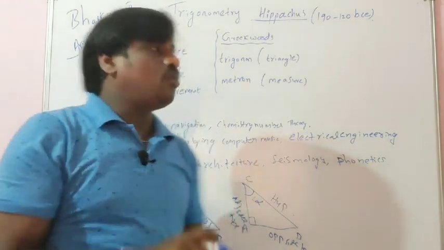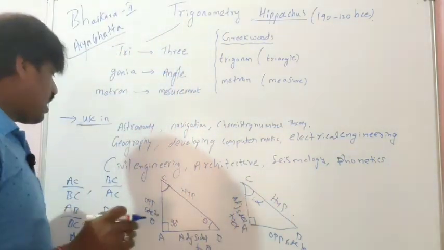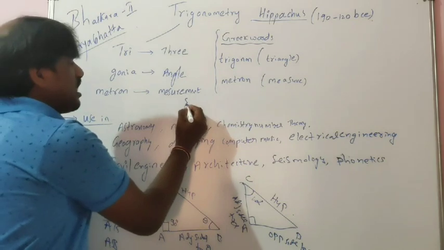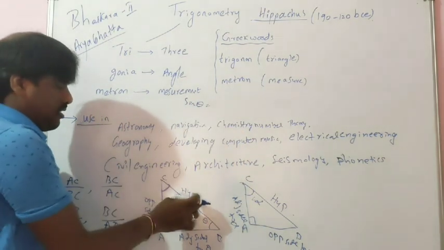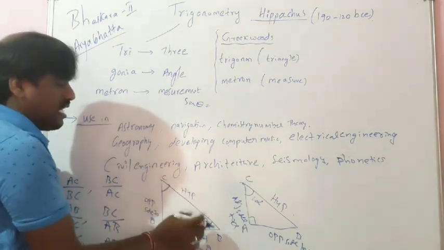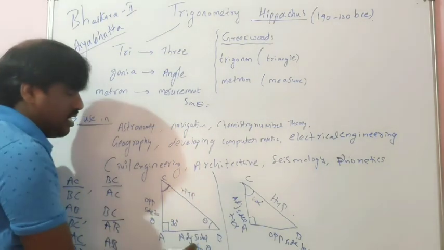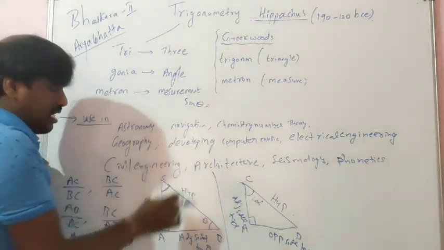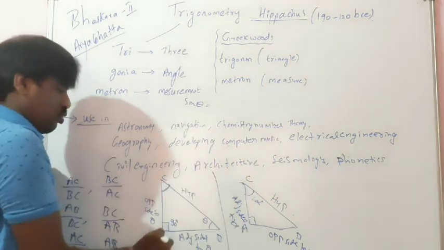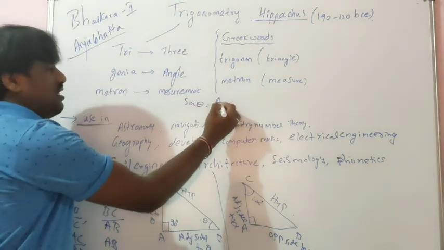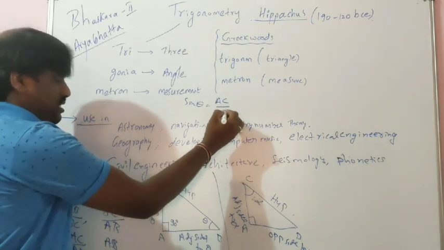Those names you already know. I just want to tell you the names. Sine theta is equal to what? Sine theta is equal to opposite by hypotenuse, that is AC by BC. According to the triangle I am considering, if I am talking about the theta direction, sine theta is equal to opposite by hypotenuse, that is AC by BC.